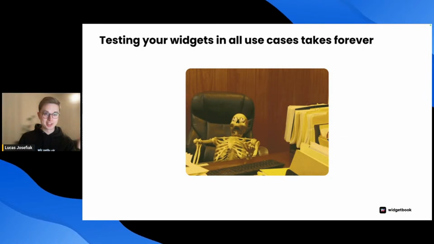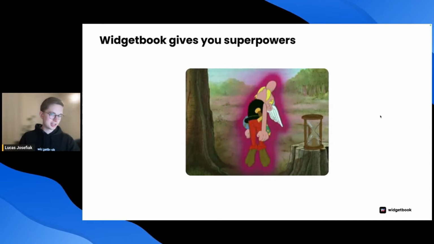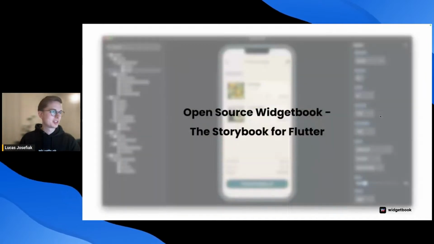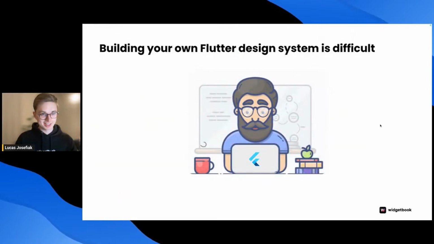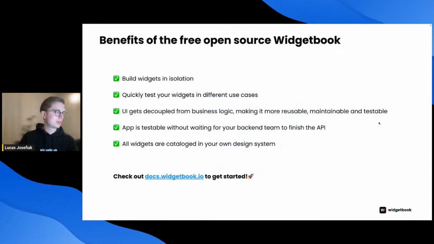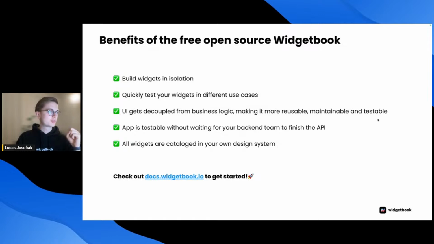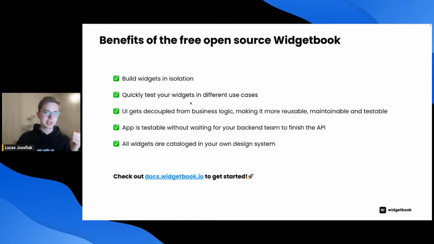So we learned that testing our use cases can really take forever. With that, Widgetbook gave us superpowers to do it. Then in Figma, you can create a design system. In Flutter, it's quite difficult usually, but here Widgetbook really helped you. And the benefits of the free-to-use open source Widgetbook are you can build your widgets quick in isolation. You can quickly test all of your widgets in the different use cases using our knobs and add-ons.